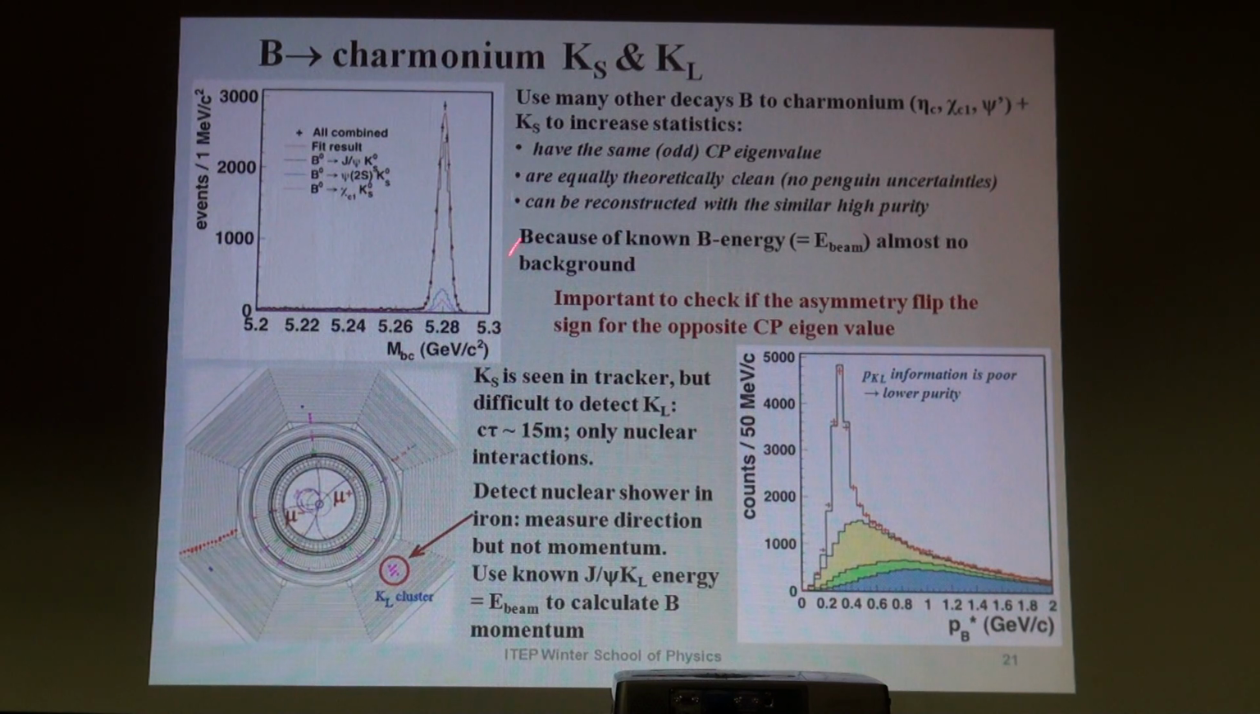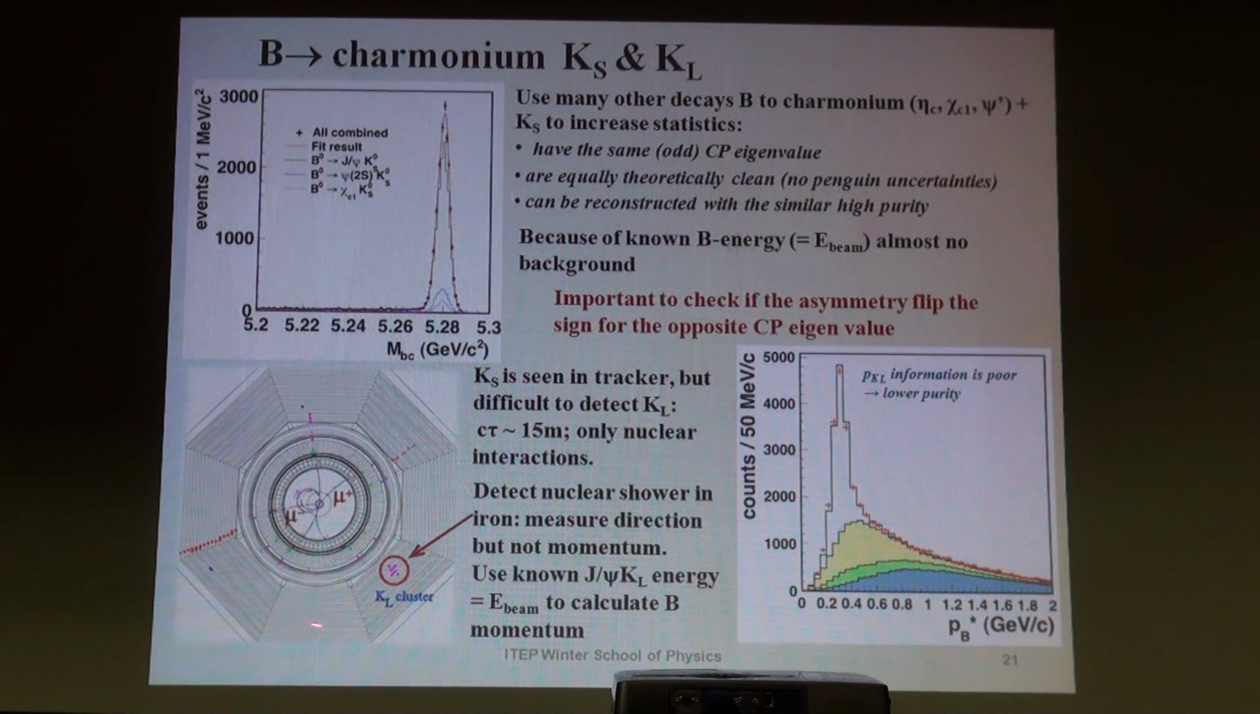And this can be done with J/psi K_L final states. The problem is K_L, because K_L is not a good particle. It doesn't produce any track here. Its typical decay flight is about 50 meters. So it means that if there is no stopper here, it will decay somewhere, I don't know, far away from here.